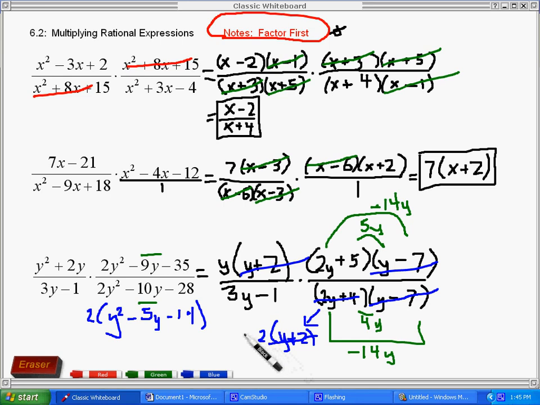And so in the numerator we have y, that's this guy, times 2y plus 5 over just this one, 3y minus 1. And that's our final answer.